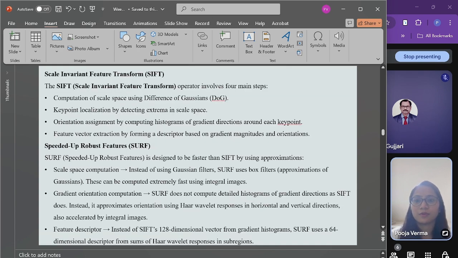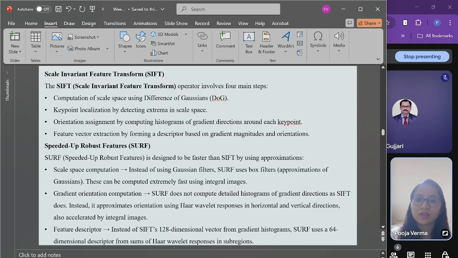Okay, so let's see, first, the Scale Invariant Feature Transform, that is SIFT. It follows these main steps: computation of scale space using difference of Gaussians, that is DoG. Next is keypoint localization by detecting extrema in scale space. Next is orientation assignment by computing histograms of gradient direction around each keypoint. And next, feature vector extraction by forming a descriptor based on the gradient magnitude and orientation.